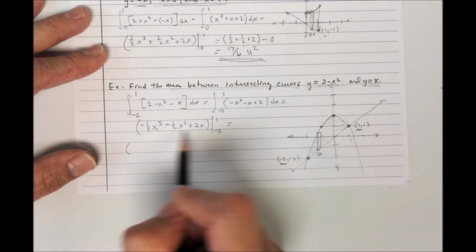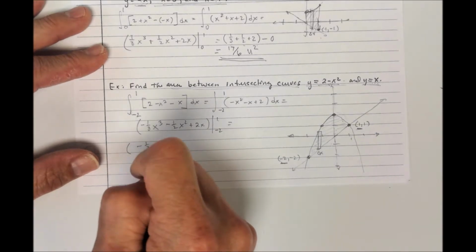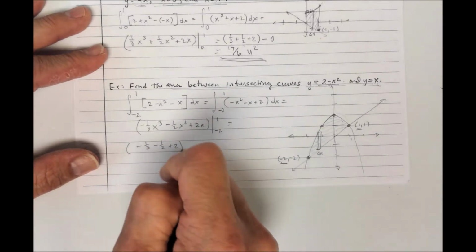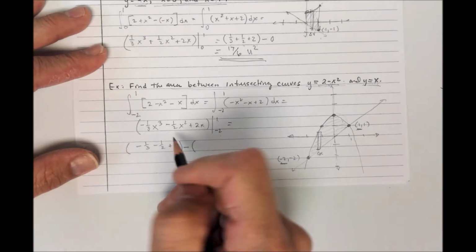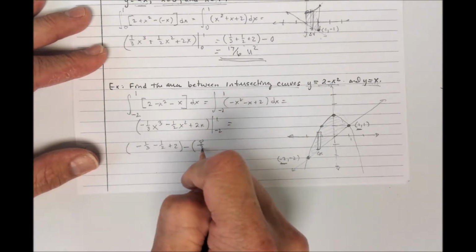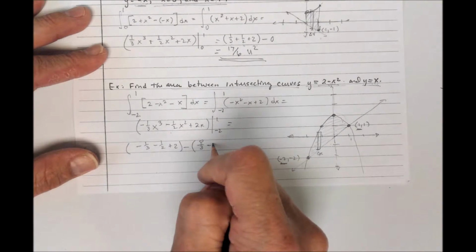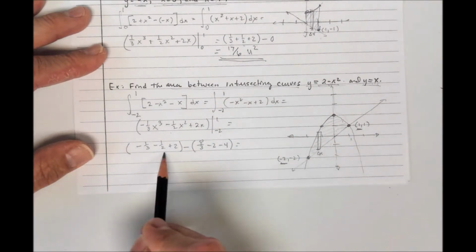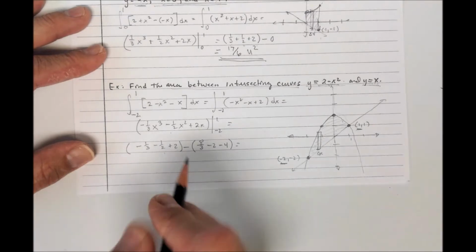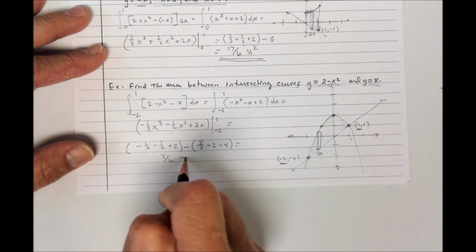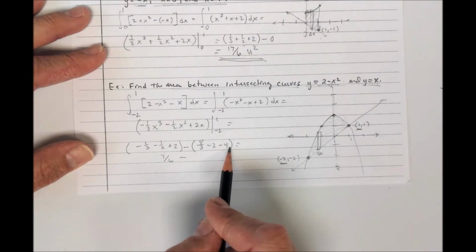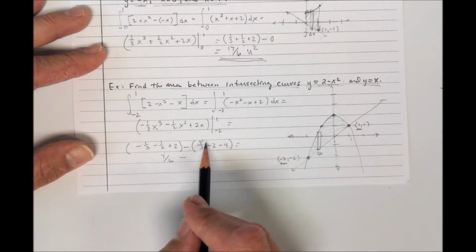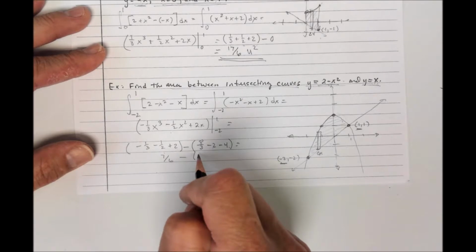Plug 1 in. I'm going to get -1/3 minus 1/2 plus 2 minus, and then I plug -2 in, and I'm going to get +8/3 minus 2 minus 4. So that's -5/6. That's 12/6. So this is 7/6 minus, now that's a -6 here, which would be -18/3. So I have 8 minus 18, that would be -10/3.